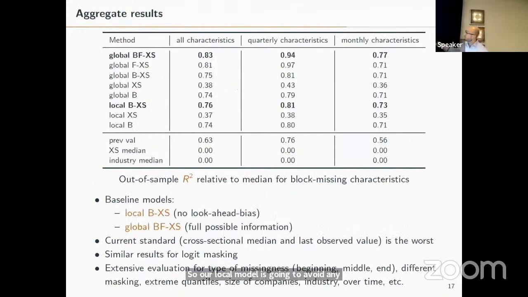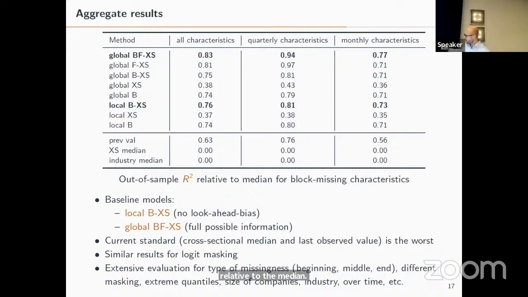So here are the main results. I'm showing you the out-of-sample R-squares. This is for the block missing patterns, but the results are very similar for the logit masking. So the main takeaways are our models, the local backward cross-sectional model and the global backward-forward cross-sectional model that use all information. They're extremely accurate. So we get R-squared that are relative to the median here that bring us a huge improvement.